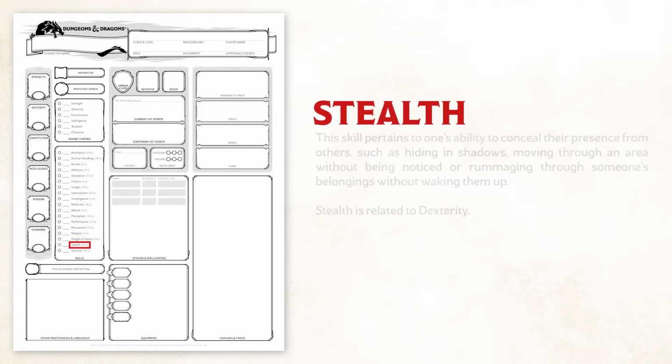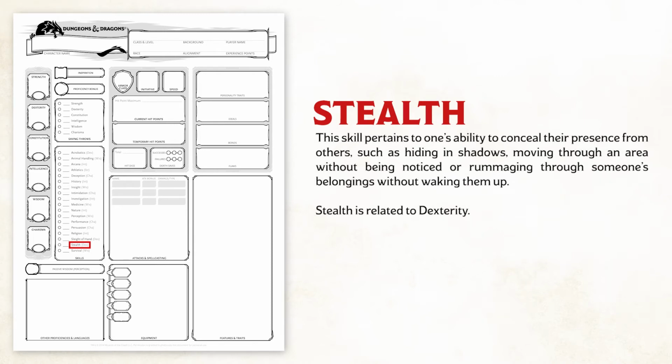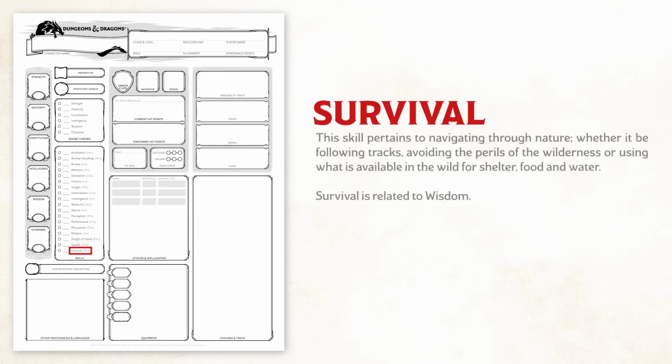Stealth. This skill pertains to one's ability to conceal their presence from others, such as hiding in shadows, moving through an area without being noticed, or rummaging through someone's belongings without waking them up. Survival. This skill pertains to navigating through nature, whether it be following tracks, avoiding the perils of the wilderness, or using what is available in the wild for food, shelter, and water.